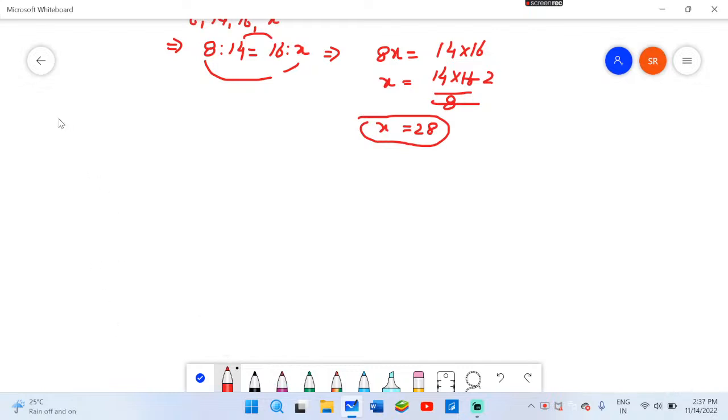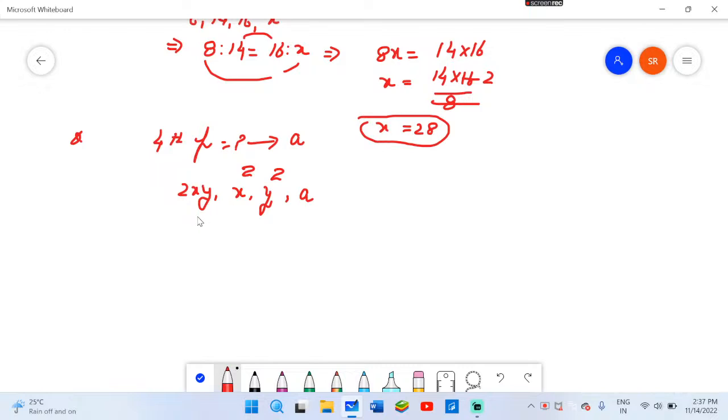We take one more sum of this type. Find the fourth proportional to the numbers 2xy, x square, y square. Let us say the fourth proportional is small a. We will not be using the variables already used in the given statement. It is not allowed.